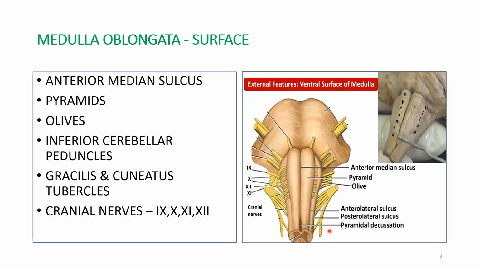Then come the inferior cerebellar peduncles and gracilis and cuneatus tubercles and cranial nerves. Okay, and you have emergence of the cranial nerves 9, 10, 11 and 12. So these are the cranial nerves which are emerging from the medulla oblongata. So you have anterior median sulcus, pyramid, anterolateral sulcus, olives and posterolateral sulcus. And here in the middle you have the pyramidal decussation.